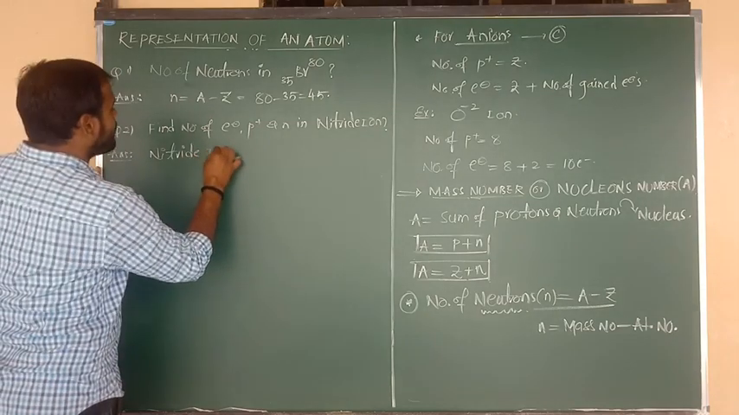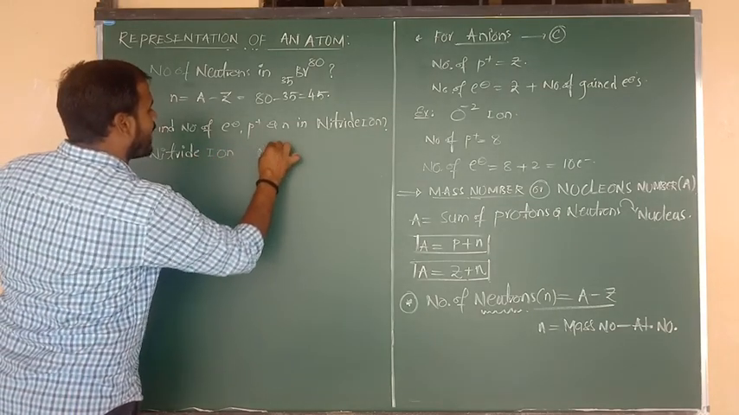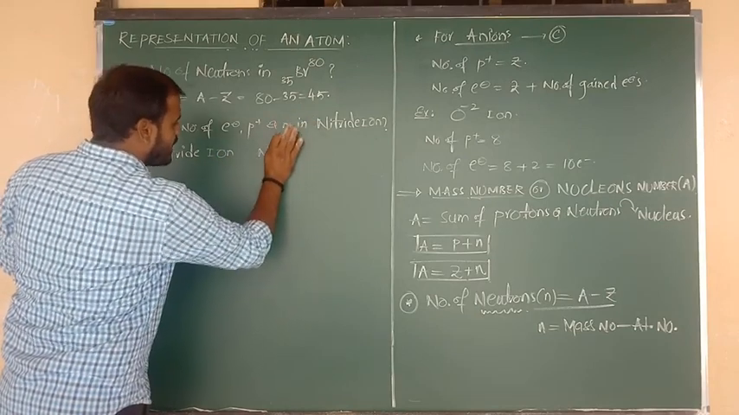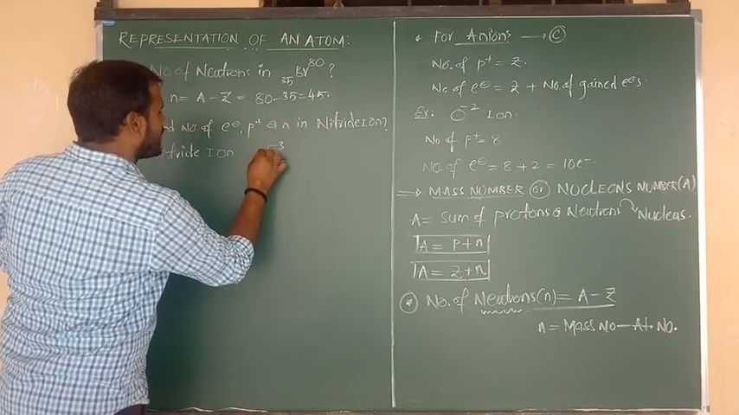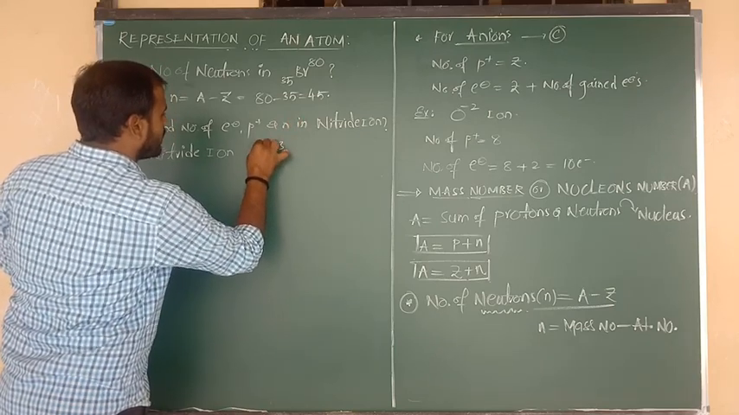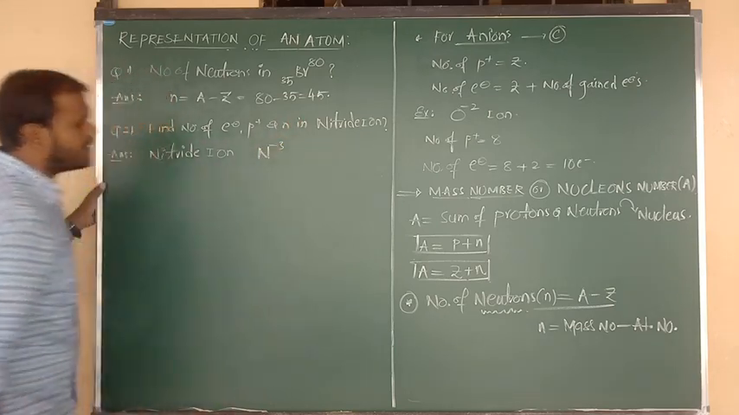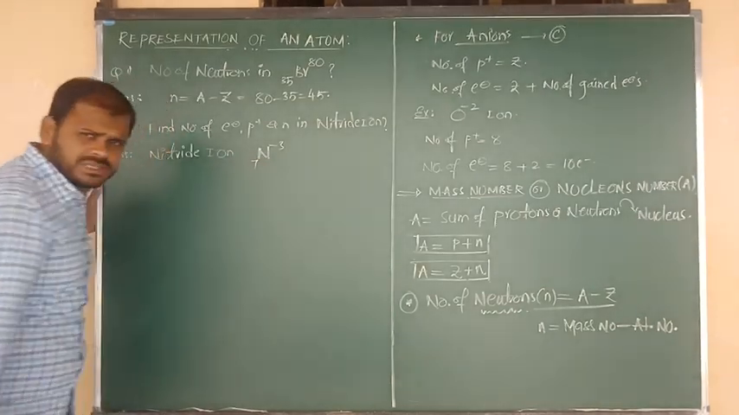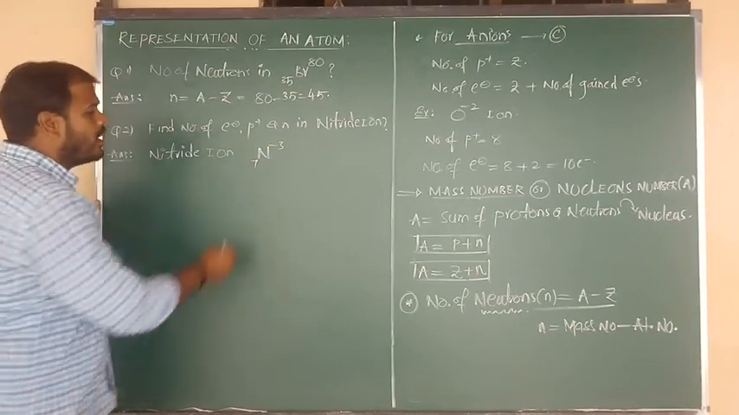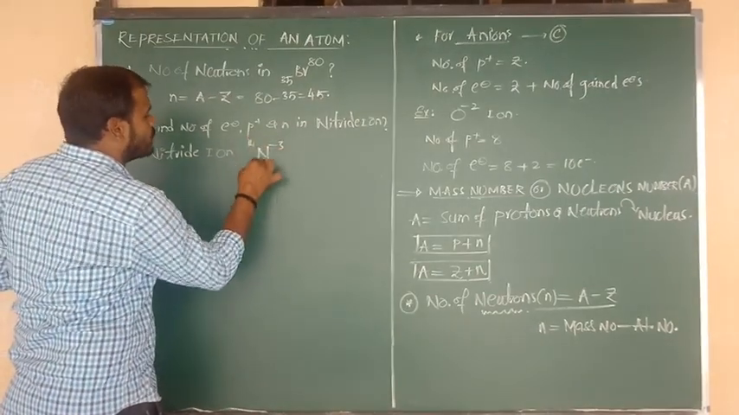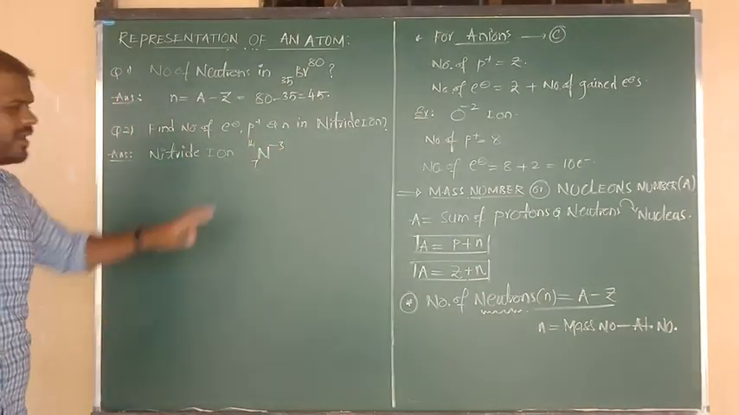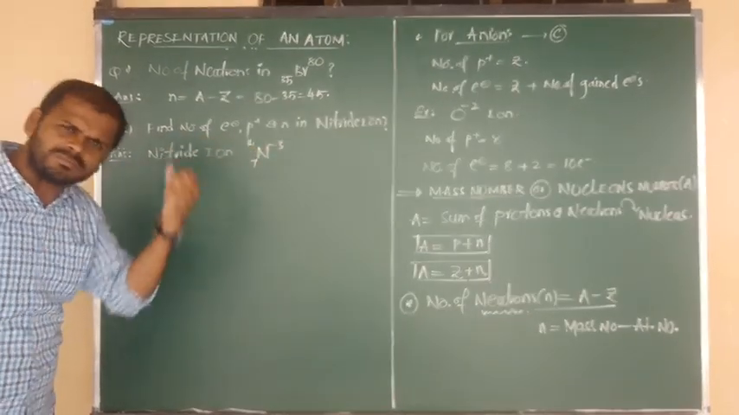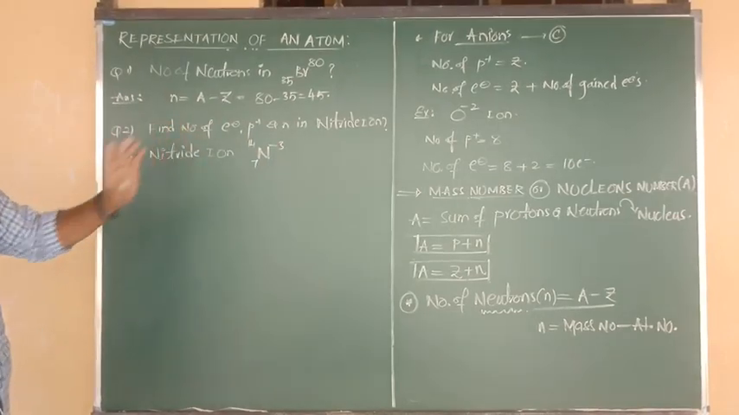So what is the formula of the nitride ion? The nitride ion formula is N minus 3. Here the nitrogen atom has atomic number 7, which we know very well, and the mass number is almost double the atomic number, that is 14. Atomic number 7, mass number 14, and it carries charge minus 3. This is the symbol of the nitride ion.